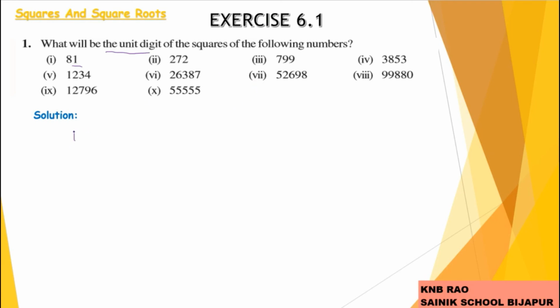So based on that, I can say the units place digit or unit digit of 81 square is 1. Because it is ending with 1, its square also ends in 1. This way you have to write. Remember, you have to write properly. You cannot write 81 square equal to 1. It is wrong. You have to write in a sentence only.